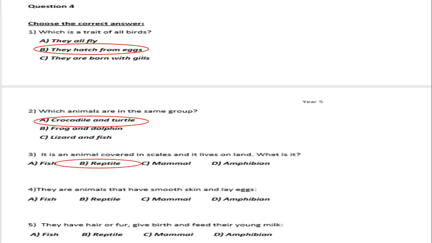They are animals that have smooth skin and lay eggs. As long as they have smooth skin and lay eggs, they are the amphibians. They have hair or fur, give birth and feed their young milk. It's very obvious that it's the mammal.